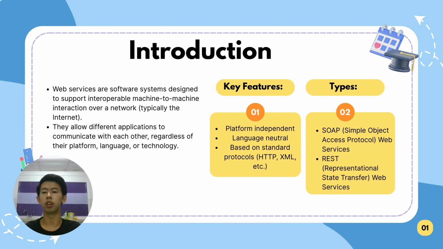Next is an introduction. Web services are systems that allow machine-to-machine interaction over a network, usually the internet. What makes them powerful is that they allow communication between different platforms, languages, and also technologies. Two popular types are SOAP, which is Simple Object Access Protocol, while the next one is REST, which is Representational State Transfer. Both of these are web services. SOAP basically uses XML and is protocol heavy, while REST is more lightweight and typically uses HTTP.